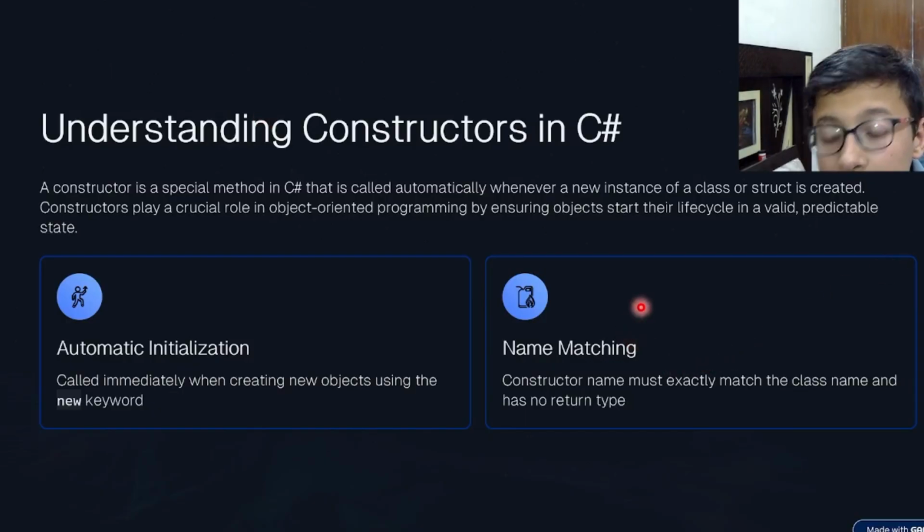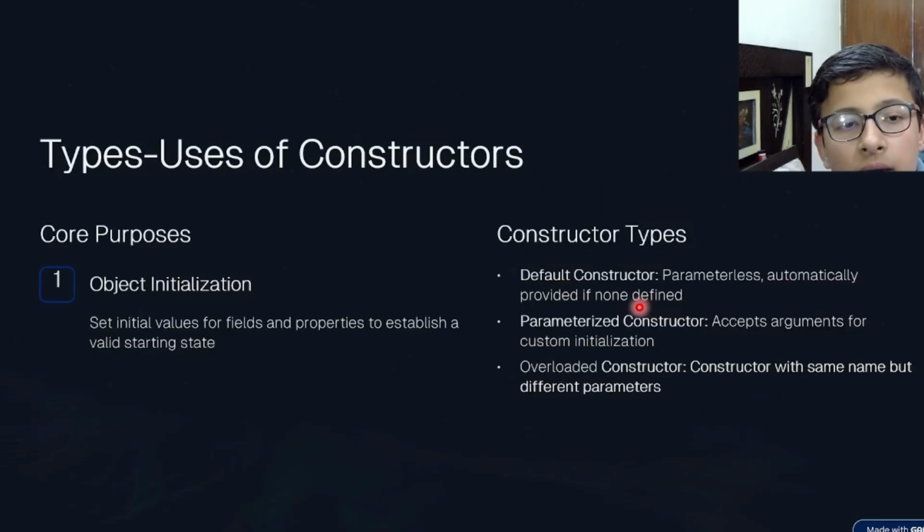And the second thing, a constructor must have the same name as the class. For example, if you have a class student, the name of the constructor must be student. Now, what are the types and uses of constructor? I have already told you about the two uses of constructor. So now what are the types of constructor? You can see here constructors are of three types: default constructor, parameterized constructor, and overloaded constructor.